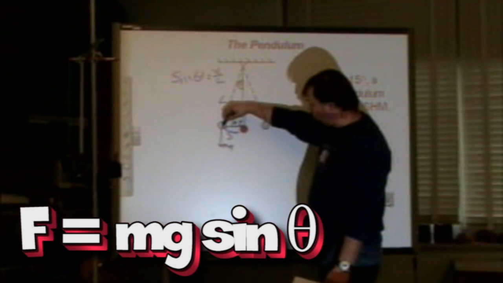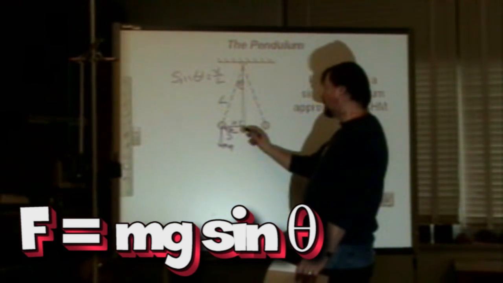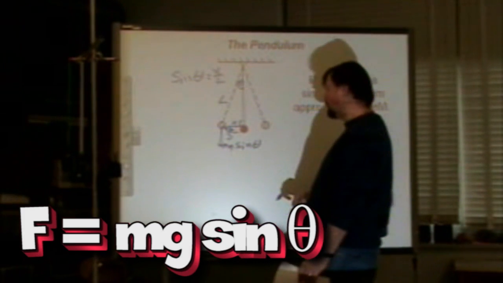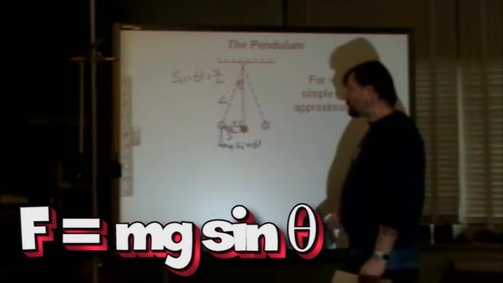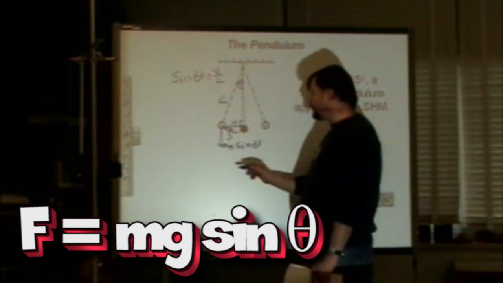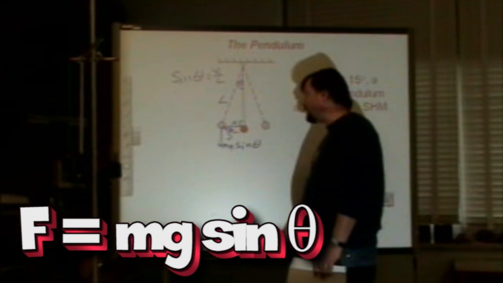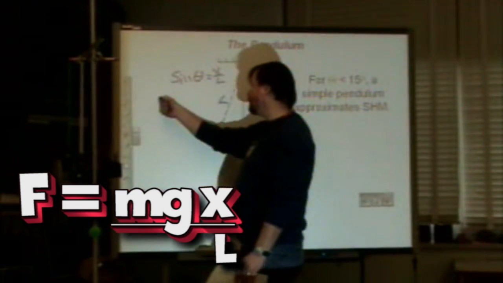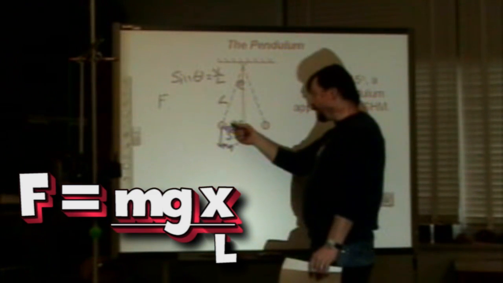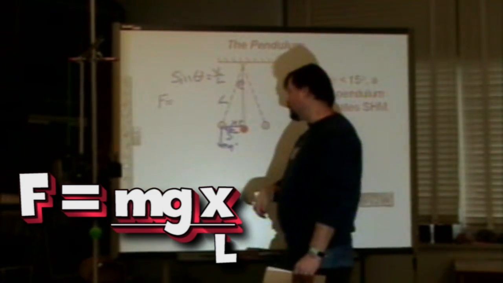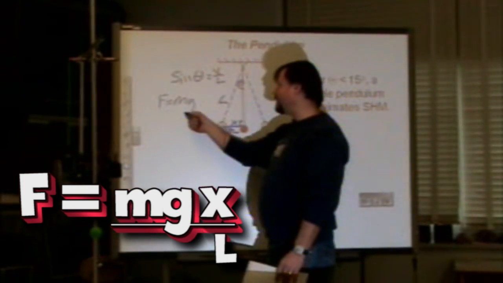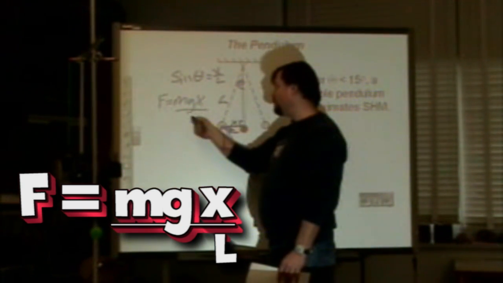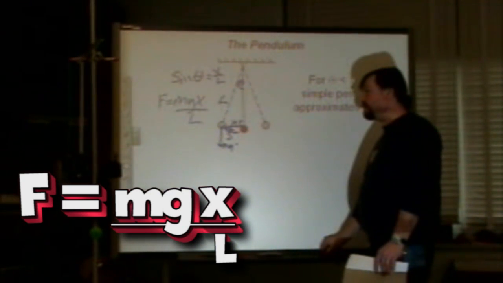So the force that is drawing it back to the equilibrium point is actually the sine of the angle component of mass times gravity. Knowing this, now we can substitute in for sine theta, we can put x over L, and we can determine that our restoring force for this pendulum bob to go back to equilibrium is mass times gravity, and instead of sine theta, we have x, our horizontal displacement, over L, the length of the string.